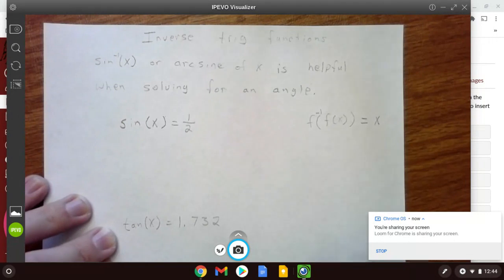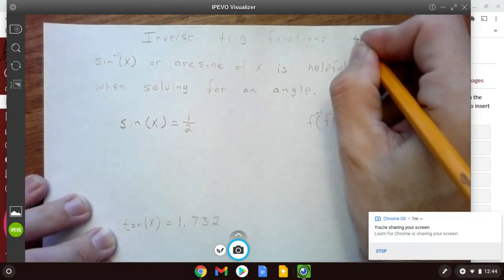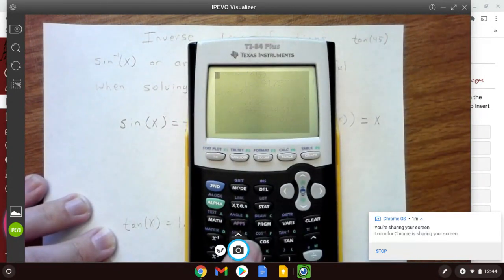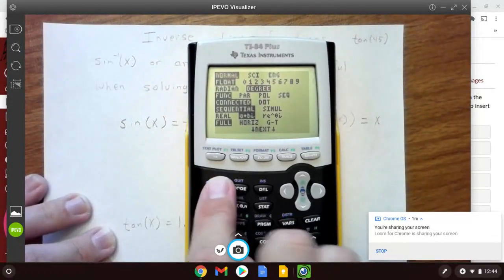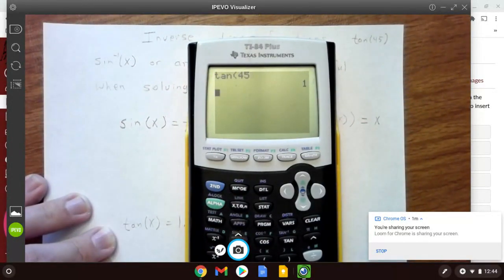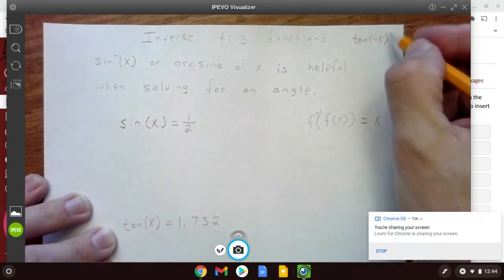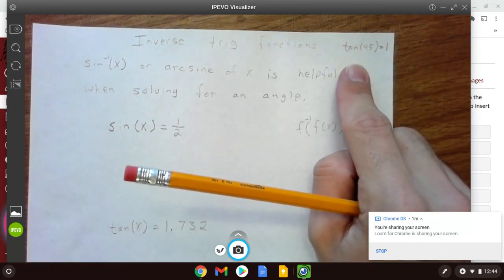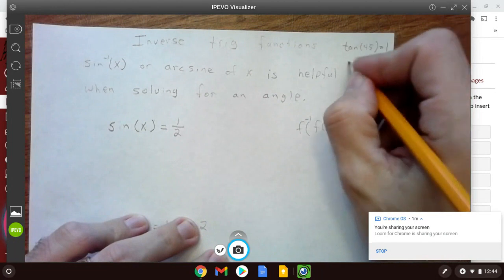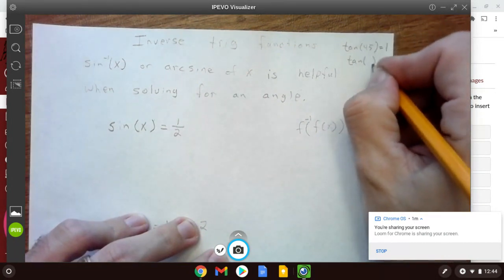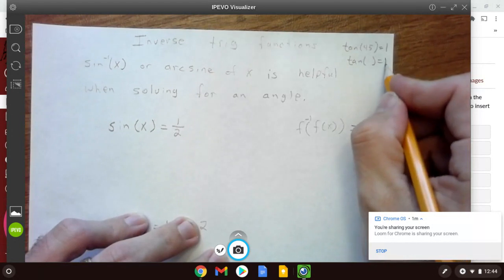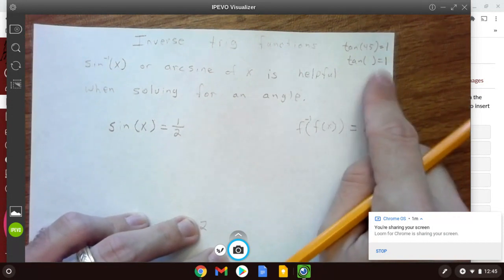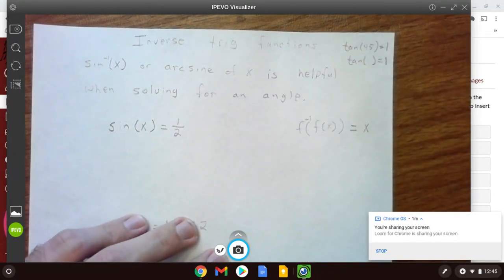So, let's say you did tangent of 45. Make sure you are in degree mode for this. Tangent of 45 equals 1. If you were to ask the question the other way around, tangent of what angle equals 1, well, we know it's 45 because we just saw it. But if you didn't know it, that's where these inverse trig functions would come into play.